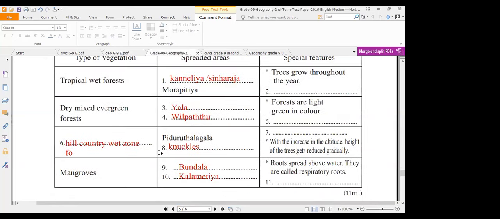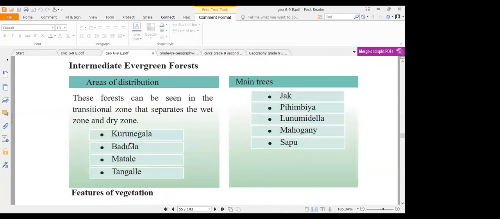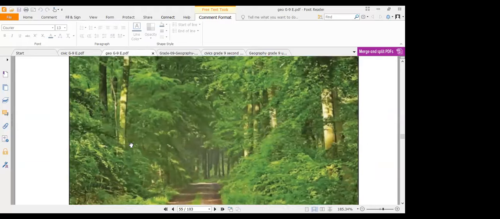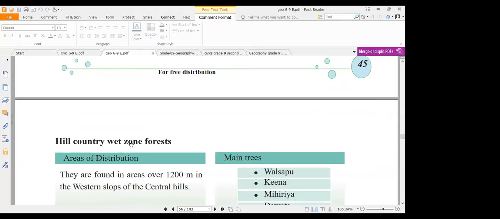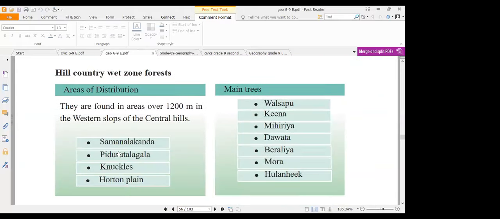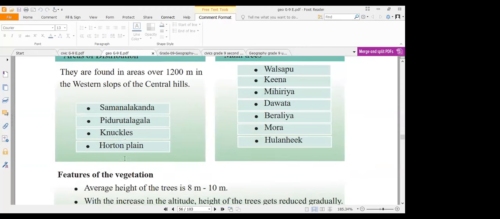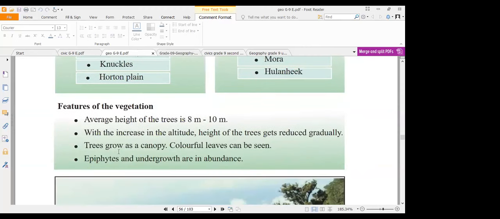In a hill country wet zone forest, the distribution includes Knuckles, Horton Plains. Some of the features: trees grow as a canopy. Colorful leaves can be seen. Epiphytes and undergrowth are in abundance.